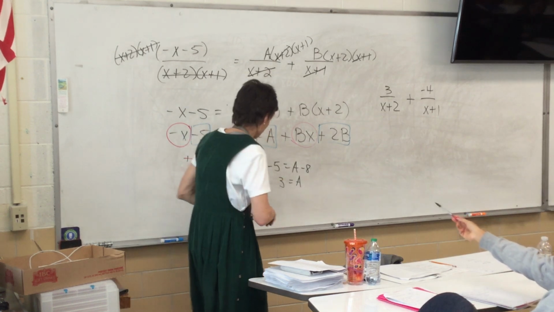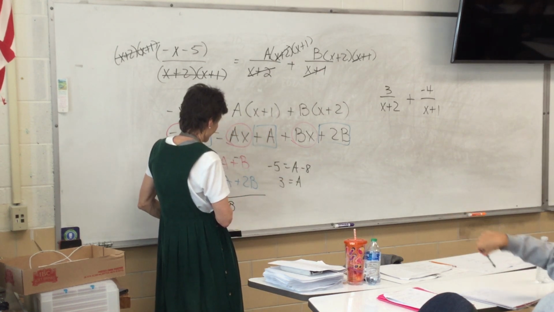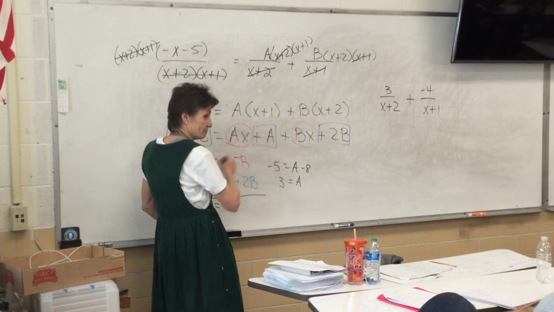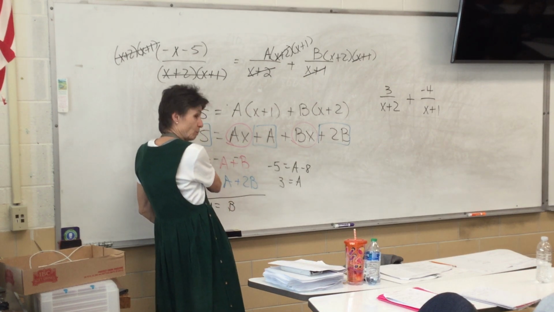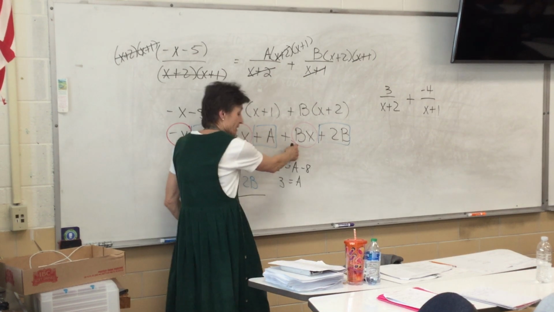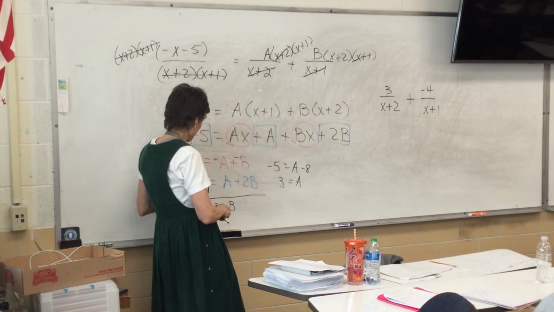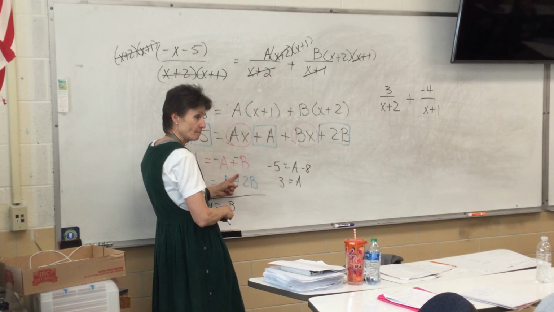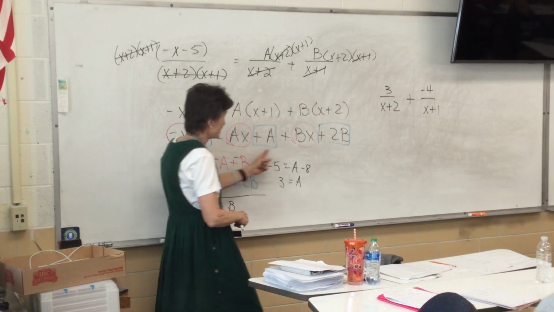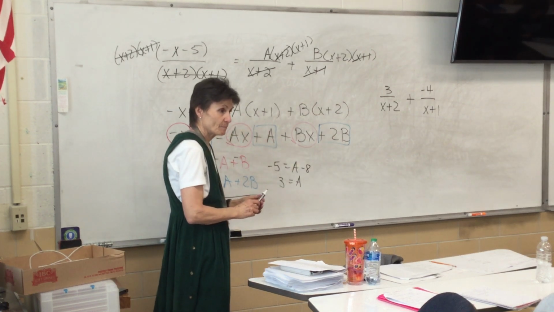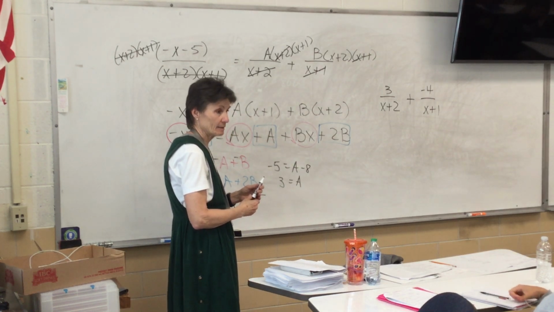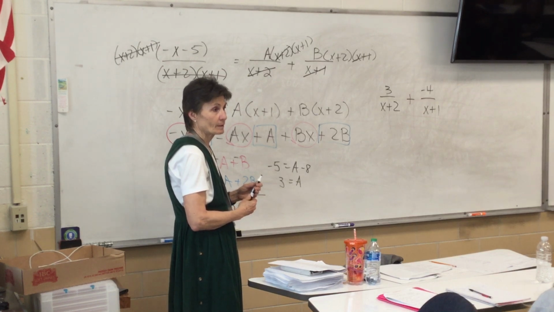Can you do how you got the two equations? Look at the red parts. Negative 1, A and B. So negative 1 has to equal A plus B. And then negative 5 has to equal A plus 2B. And it's because they don't have the x's. Exactly. Okay?